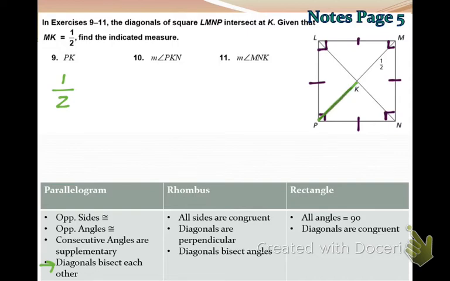Find the measure of PKN. So this angle right here, we're going to have to look and see what properties we think will apply to this angle. I'm going to give you a hint, and it's in the rhombus category. So what property would apply to angle PKN? Diagonals are perpendicular. So then what is the measure of angle PKN? 90.